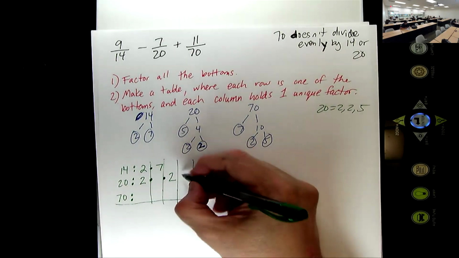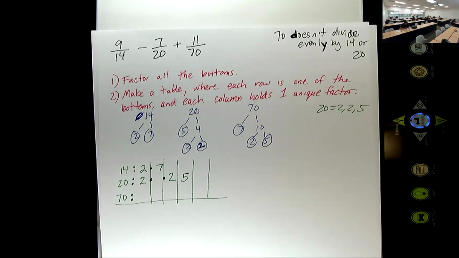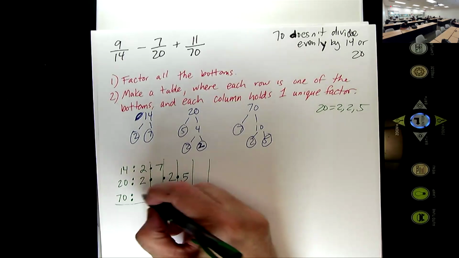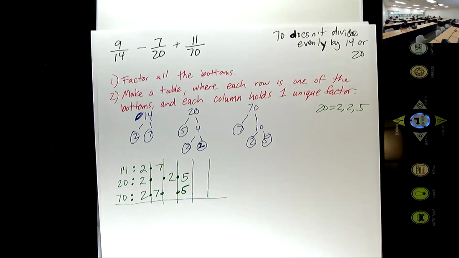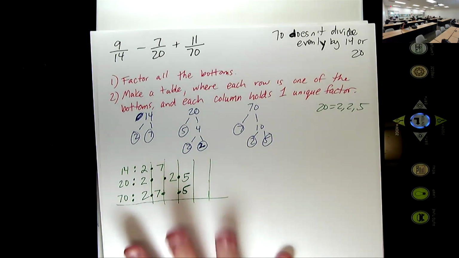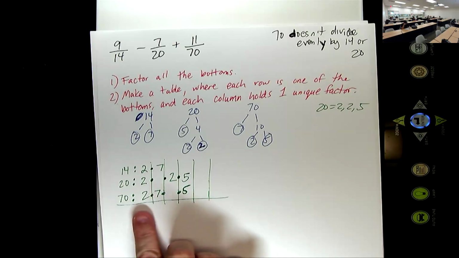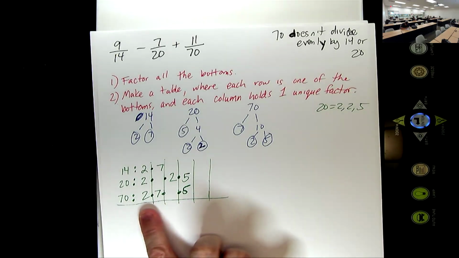And then 20 had a 5. And finally, 70 is 7 times 2 times 5. I've got a 7 there, I've got a 2 there, and I've already got a 5 here, so I don't need a new column. Does the structure make sense? You may not understand why I'm doing it yet, but does the structure make sense? Each column has a unique number. We don't put two twos in the same column. We don't mix them and put a 2 and a 7 in the same column.